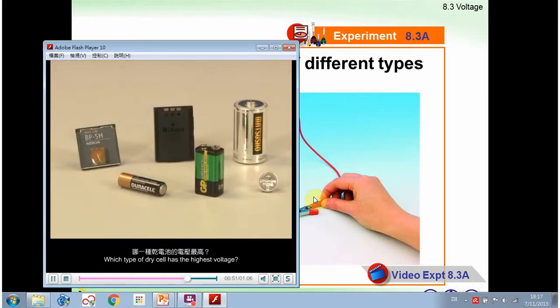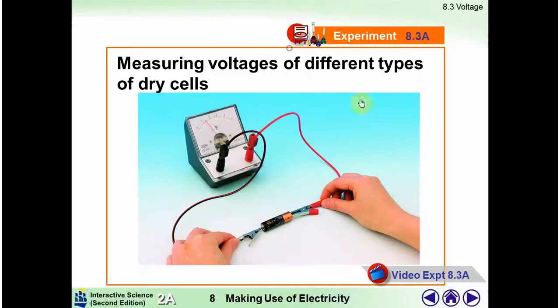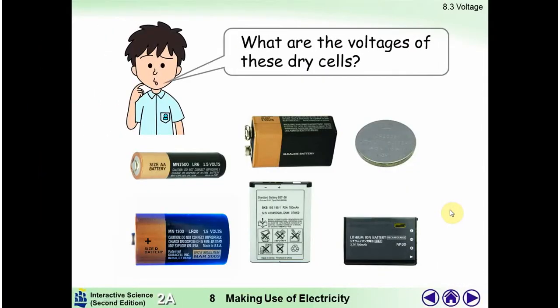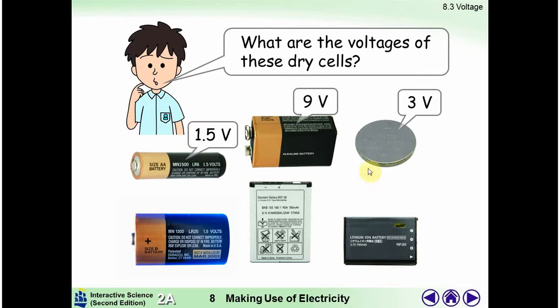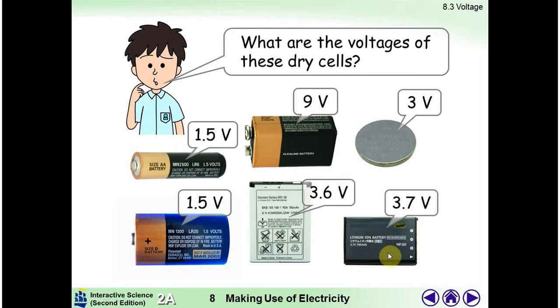Which type of dry cell has the highest voltage? Which type of dry cell has the lowest voltage? Now, from the experiment, do you know the voltages of these dry cells? 1.5 volt, 9 volts, 3 volts for the button cell, 1.5 volt, 3.6 volt, 3.7 volt.